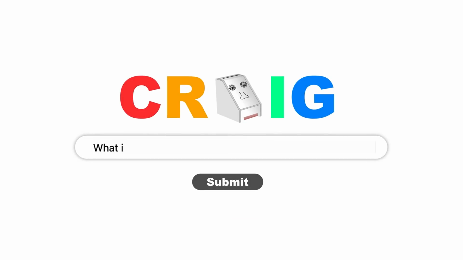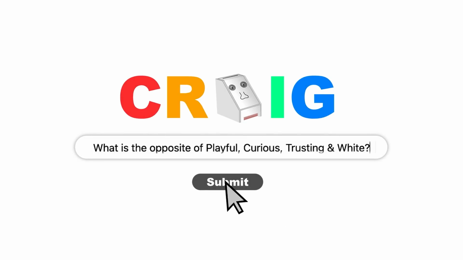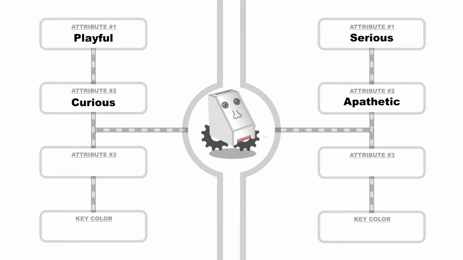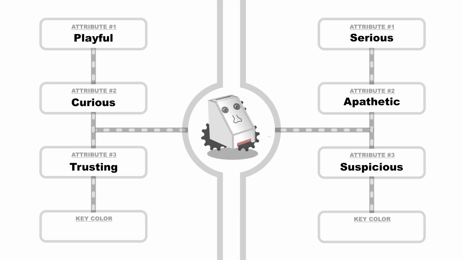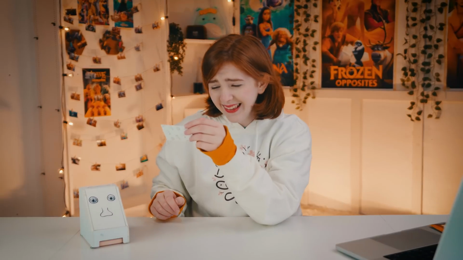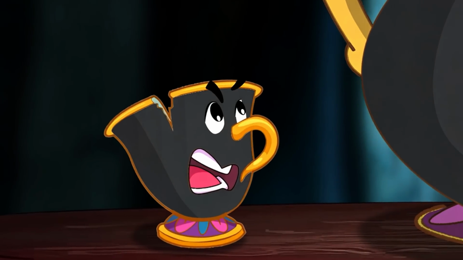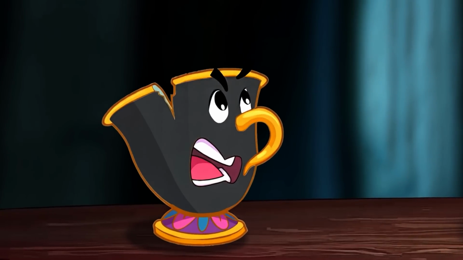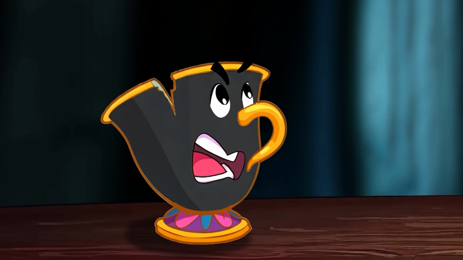Okay, Craig, what is the opposite of playful, curious, trusting, and the color white? So according to Craig, the opposite of playful is serious, the opposite of curious is apathetic, and the opposite of trusting is suspicious. And the opposite color of white is black. Let's see this opposite version of Chip. So it looks like he's getting mad at his mom for taking the rose. Let's see how this version of Chip would impact the storyline of Beauty and the Beast.